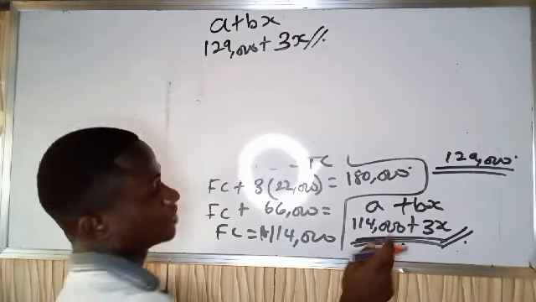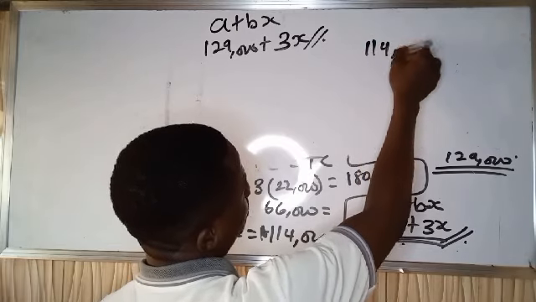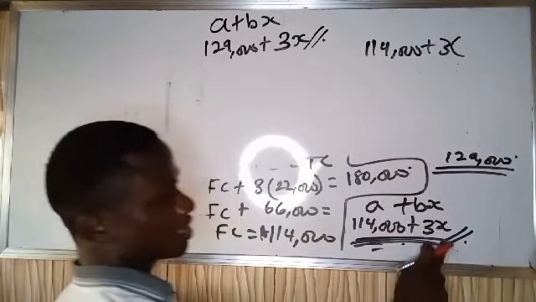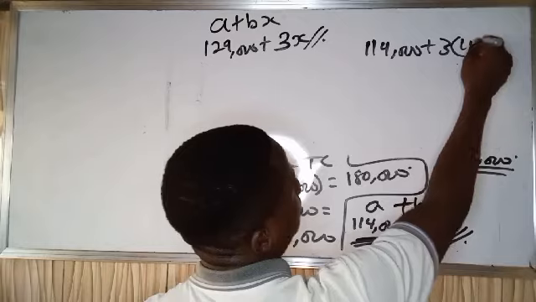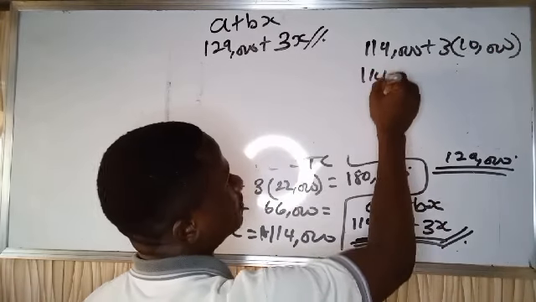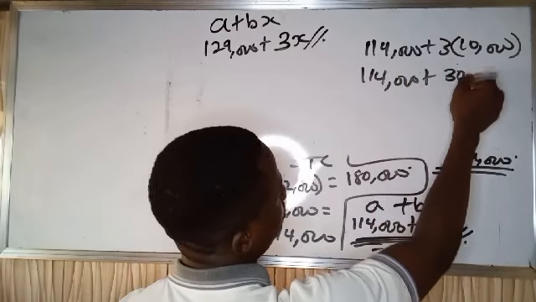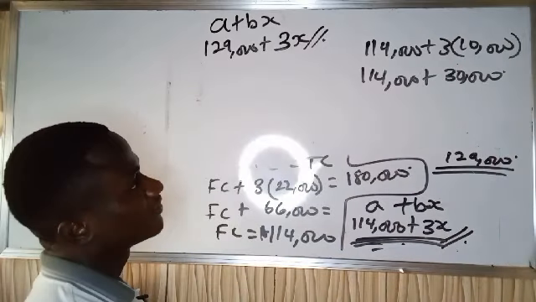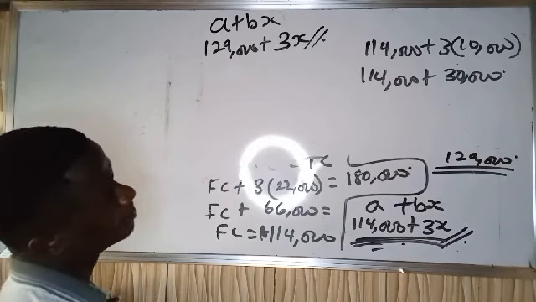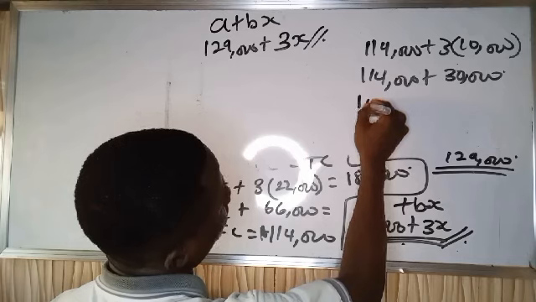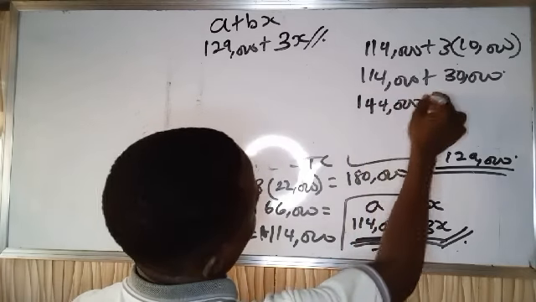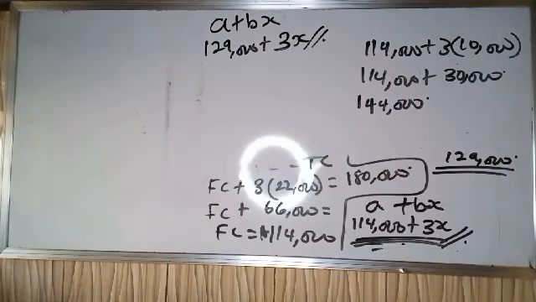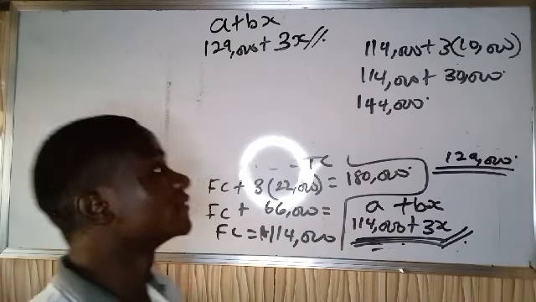So let's go. For 10,000 units, that'll be 114,000 plus 3. How many quantity are we producing? 10,000. So 114,000 plus 30,000. That will be 144,000. Yes, 144,000.